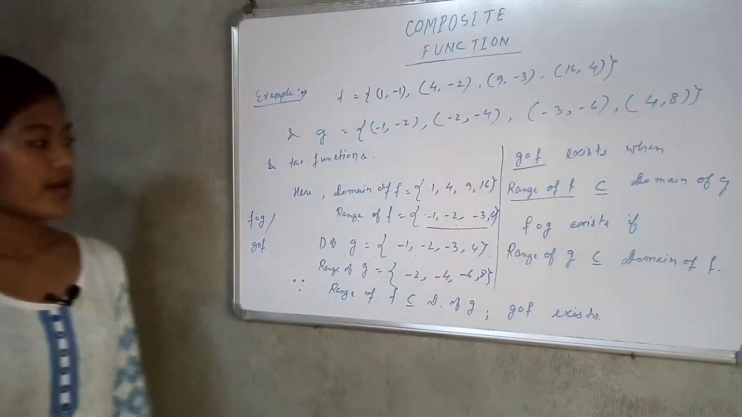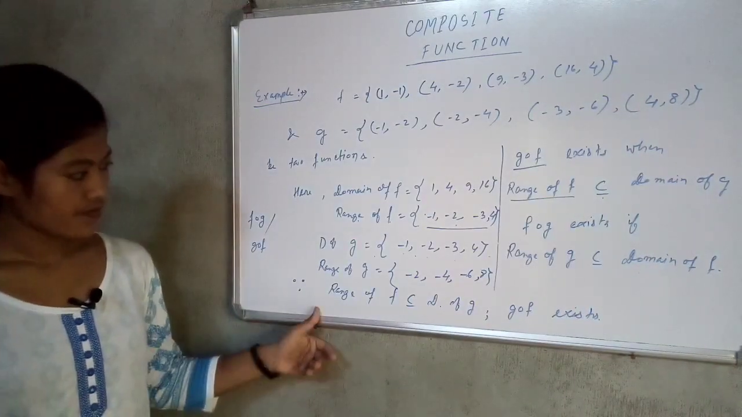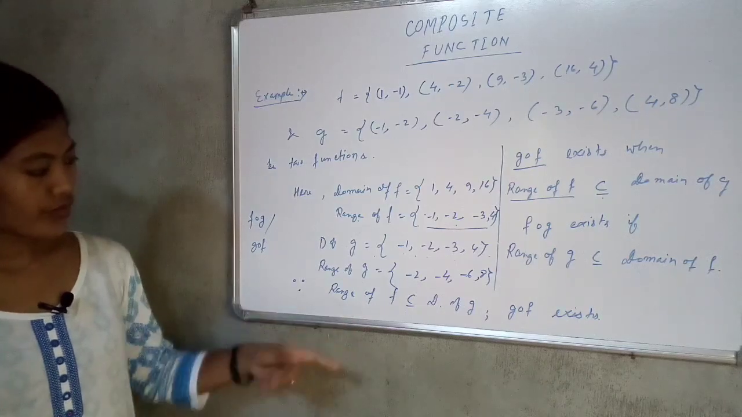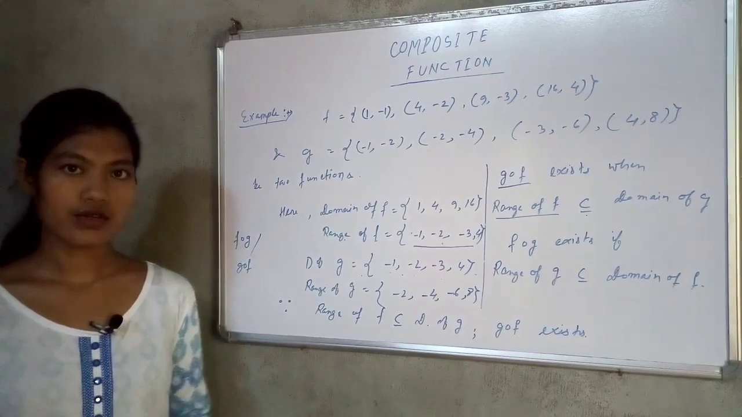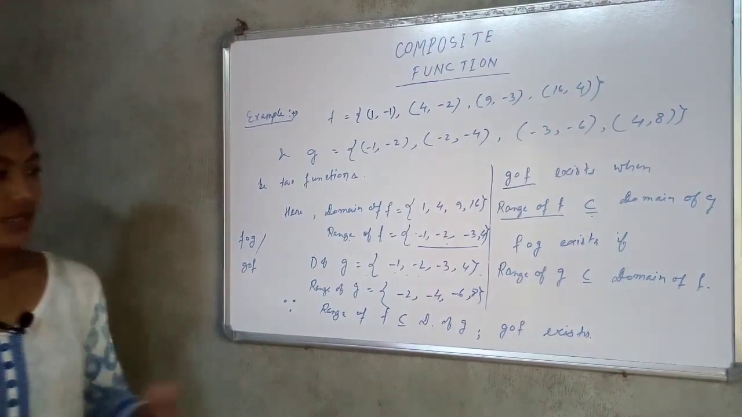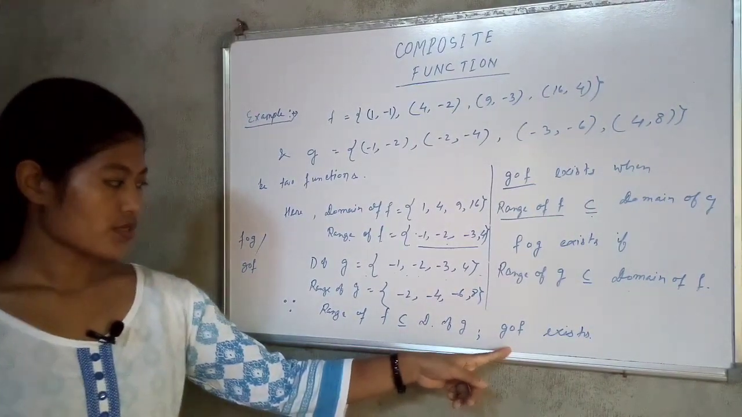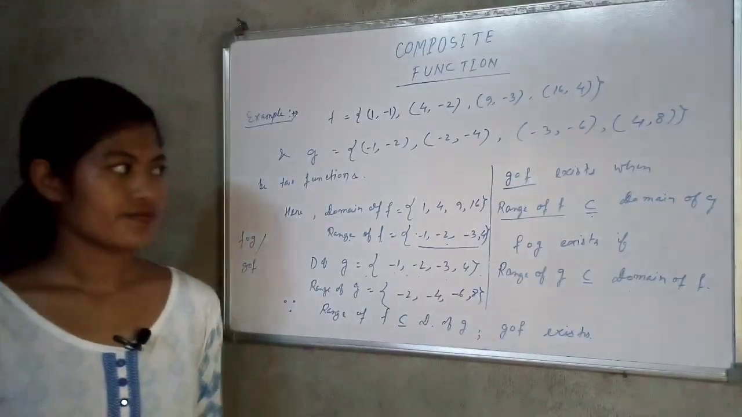I hope you are understanding this. This is the key point. Whenever the range of F is a subset of the domain of Z, we get that G naught F exists. That means it is a composite function of these two functions F and Z.